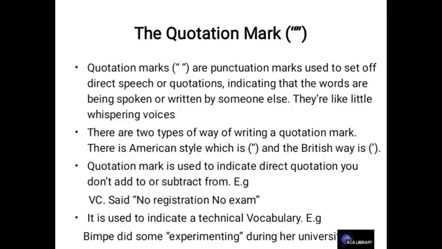So we have quotation mark. Quotation marks are punctuation marks used to set off direct speech or quotations, indicating that the words are being spoken or written by someone else. It is used to quote someone, a speaker or a writer. So they are like little whispering voices. So there are two types of way of writing the quotation marks. There is American style, which has two quotation marks, and the British way, which is the single one.